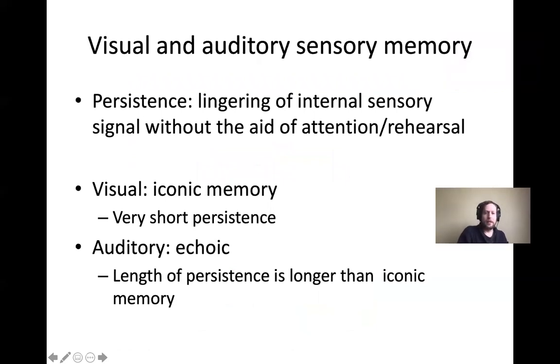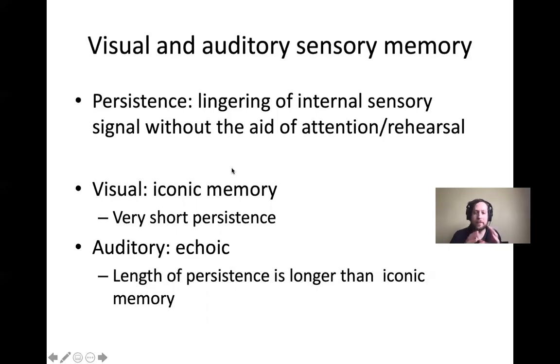Okay, so we're going to go a little bit more into sensory memory. Really what we're going to talk about the most is echoic memory, which is a type of sensory memory. Typically, sensory memory is divided up into visual sensory memory, which is known as iconic memory, versus auditory sensory memory, which is typically referred to as echoic memory. The thing that these both have in common is that the decay is quick. However, in the visual system, decay is thought to be incredibly quick.